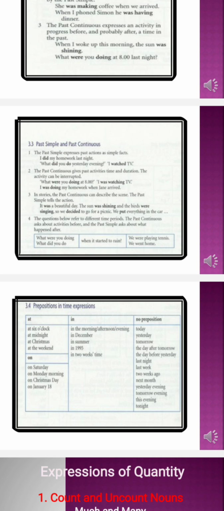Number 3. In stories, the past continuous can describe the scene. The past simple tells the action. For example, it was a beautiful day. The sun was shining and the birds were singing. So we decided to go for a picnic. We put everything in the car.